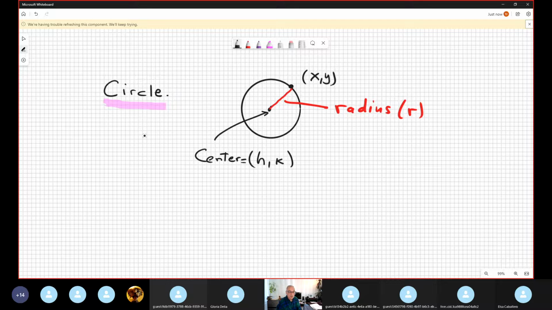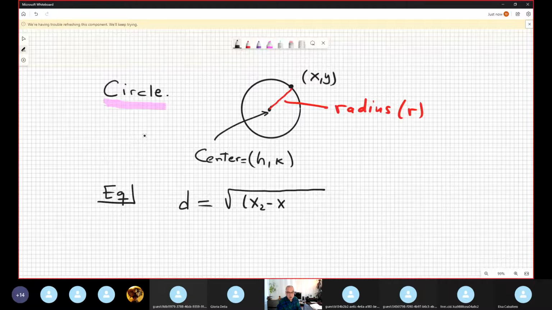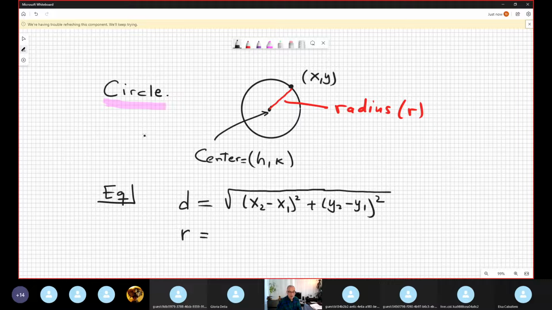Well, the equation is easy. To determine the equation, we apply one more time the distance formula. The distance formula is equal to the square root of x2 minus x1 squared plus y2 minus y1 squared. So it's a big long square root, and you apply this formula in this figure. What is the distance? Well, the distance is r. And what are the two points we need to define? Well, we need one totally arbitrary point.